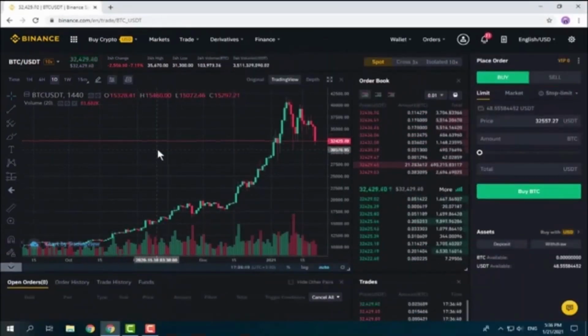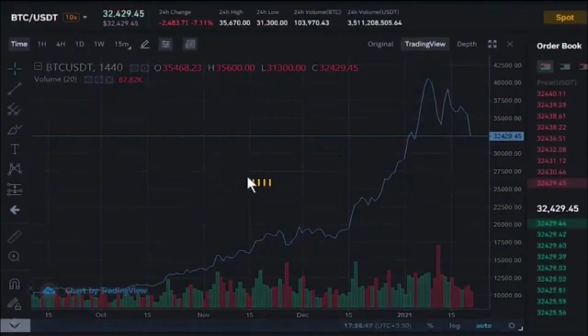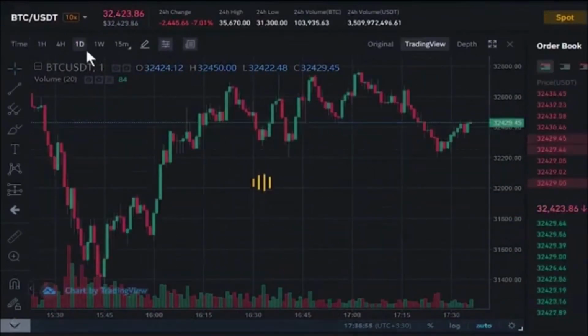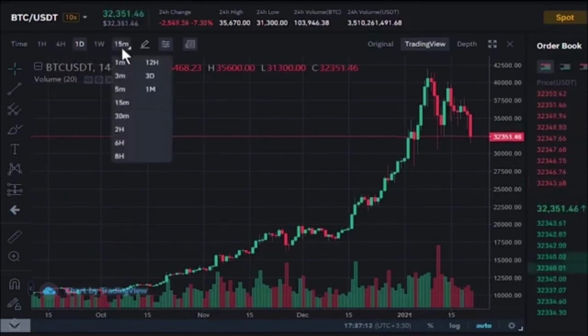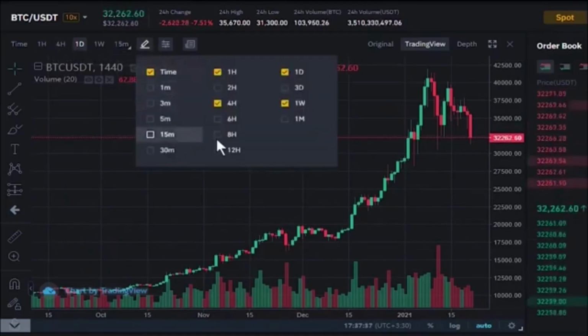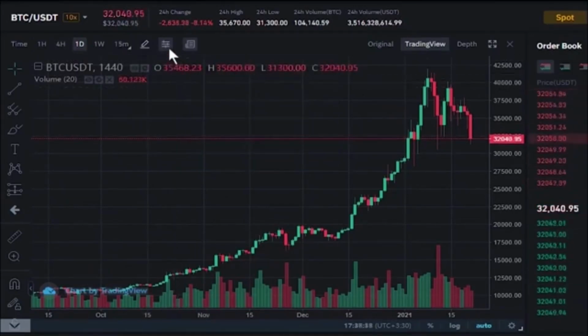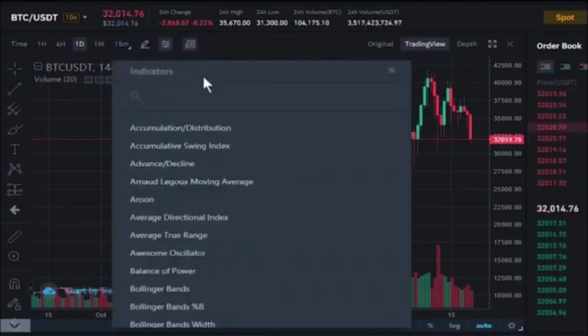Here's a chart, the price chart of Bitcoin to Tether. It's a candlestick chart, and you can switch to line chart by clicking time, as you can see. We go back to candlestick chart, and here you can choose your desired time frame, which can be weekly, daily, 4 hours, 1 hour, and even minutes. You can customize your favorite time frames here. By clicking this button, you can add other market information like volume bars, which is already added to this chart, or you can search your favorite indicators and add them to your chart.